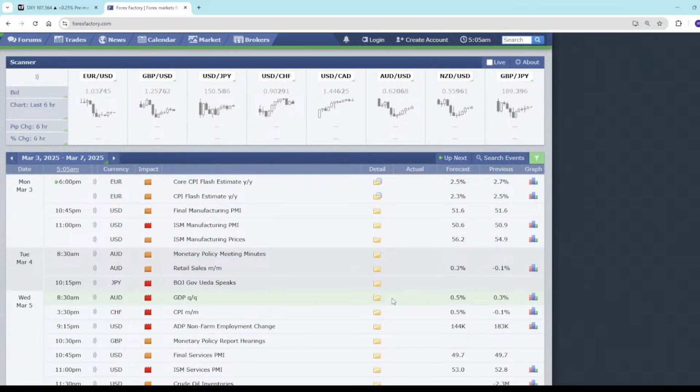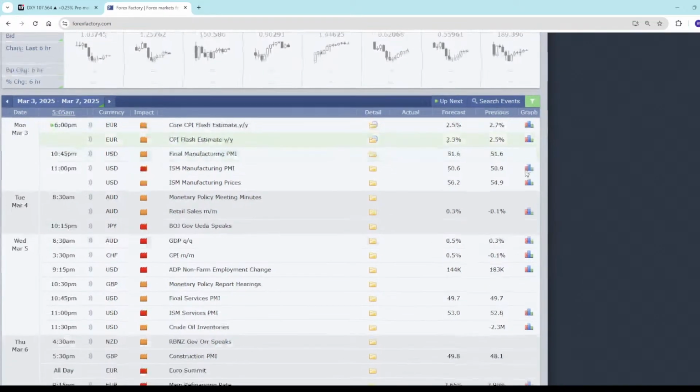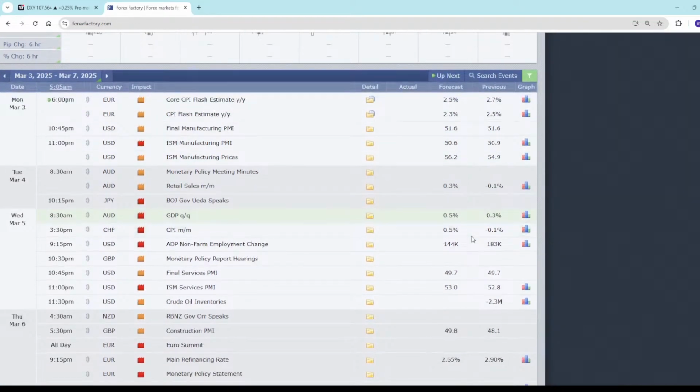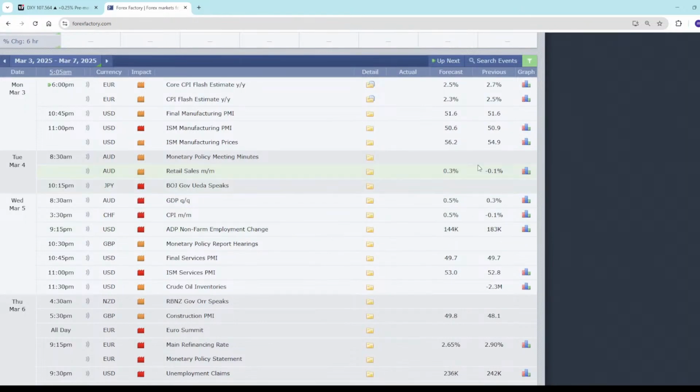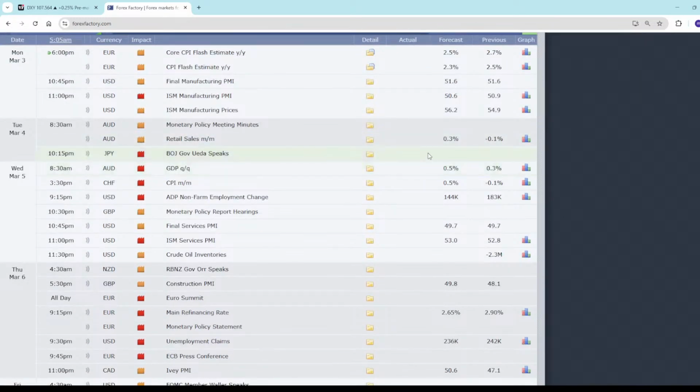Okay, so starting with today, we have core CPI flash estimate for the Eurozone, which is forecasted to come out lower than previous. We have US final manufacturing PMI and ISM manufacturing. We also on Tuesday, tomorrow, have Australia's monetary policy meeting minutes. Retail sales, which is expected to go up slightly to 0.3%. In Japan, Bank of Japan governor will be speaking as well.